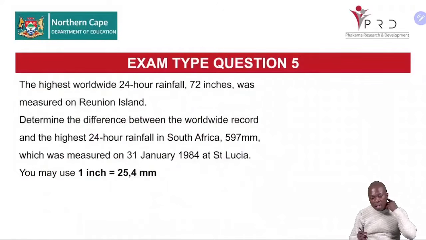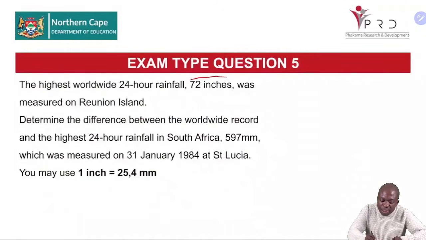All right, so now let's look at another question. Question 5. The highest worldwide 24-hour rainfall, 72 inches.